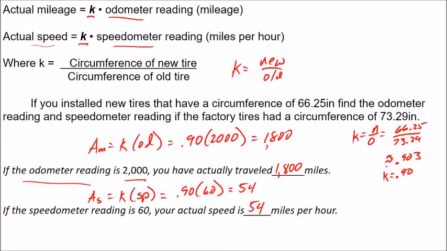So what happened was we had larger tires in the first place, and then put smaller tires on, and so we're actually going slower than what our car thinks we are, and we're traveling a shorter distance than what our car thinks we are as well.